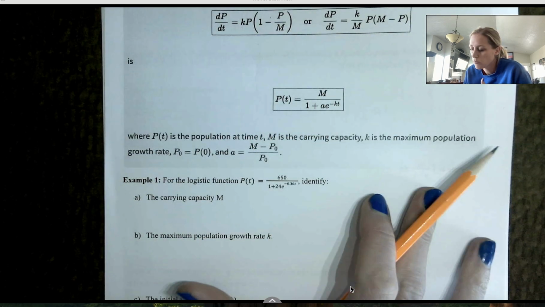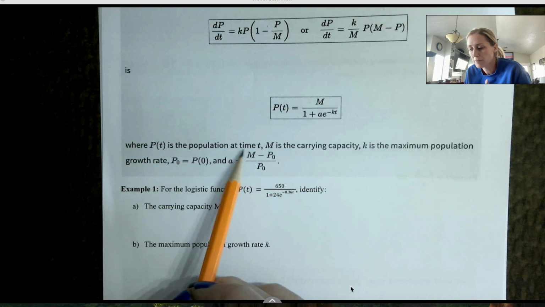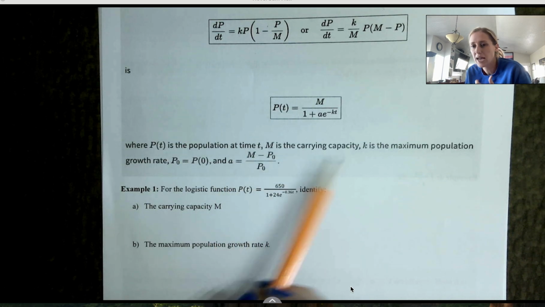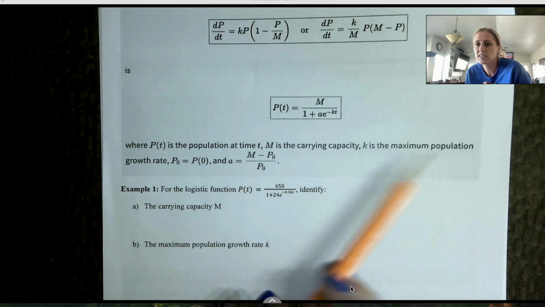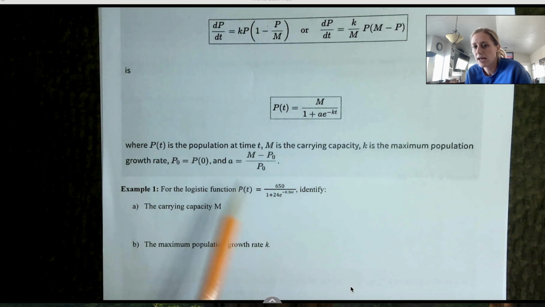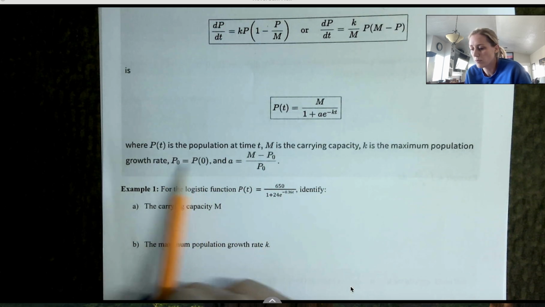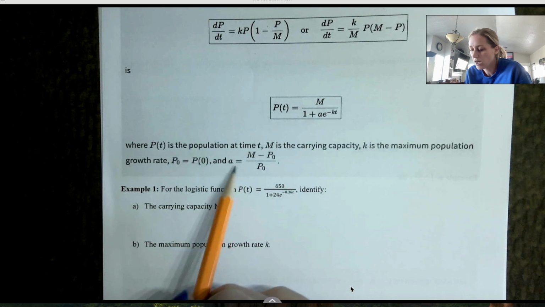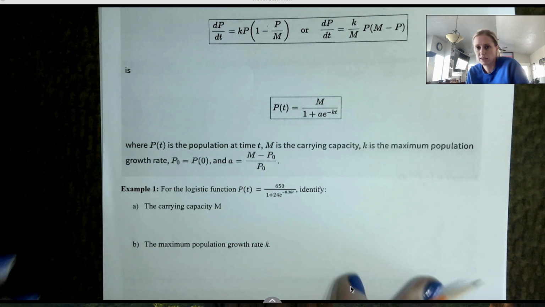One thing I want to mention: P of t is the population at a given time t, M is the carrying capacity, K is the maximum population growth rate, and the initial population is when we put in 0 for t, and then we can also find A doing this.